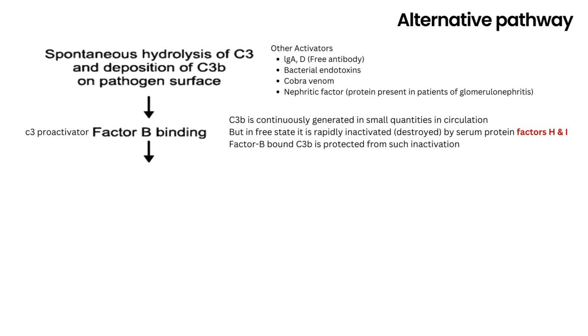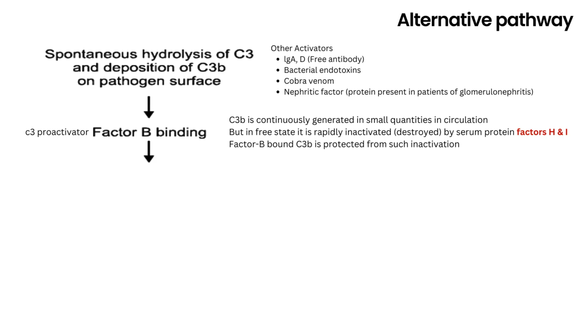Now, this C3b is usually kept in check by factor H and I. But if there are activators, then the activator allows factor B to bind to this C3b which is coated on the pathogen surface. So C3b is continuously generated in small amounts in circulation, but it is rapidly destroyed by factor H and I, so it does not get a chance to get deposited on cell surfaces. But if factor B binds to it, it is protected from inactivation by factor H and I.